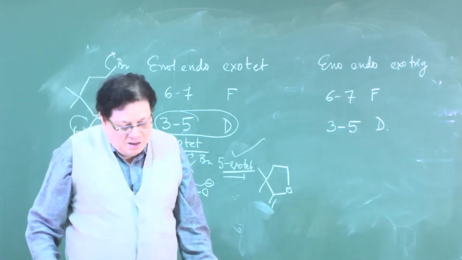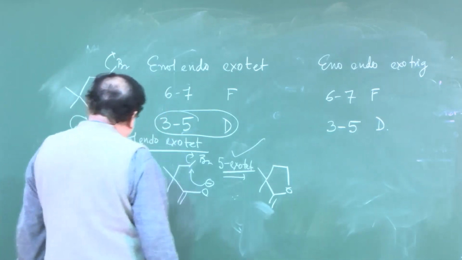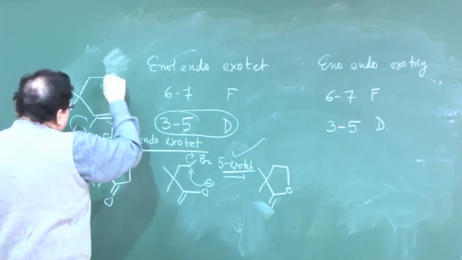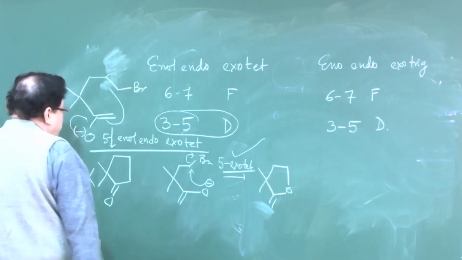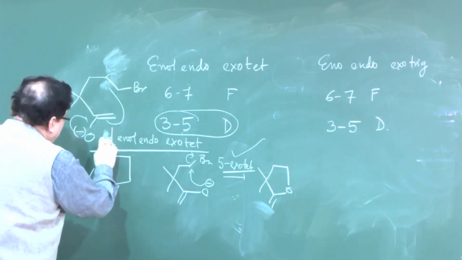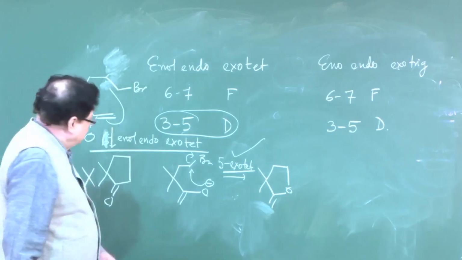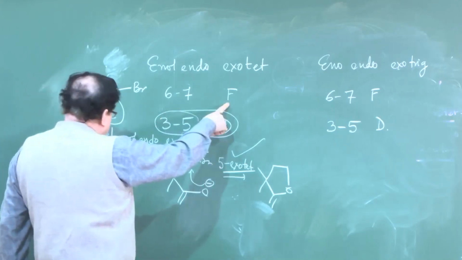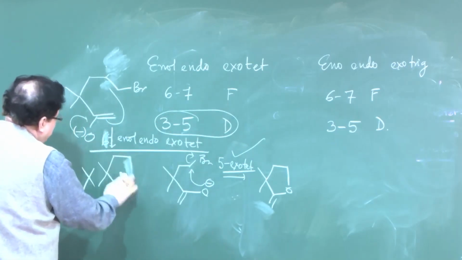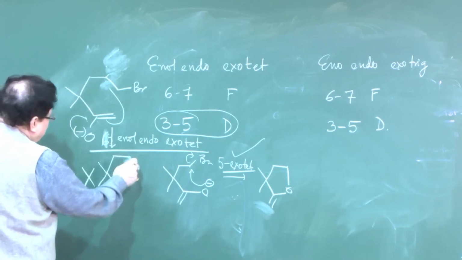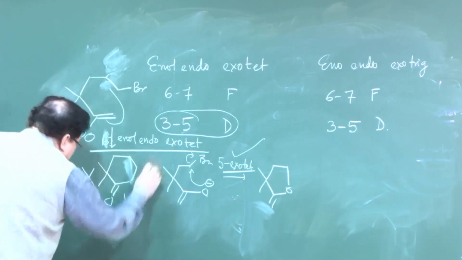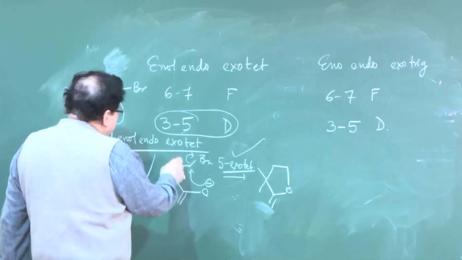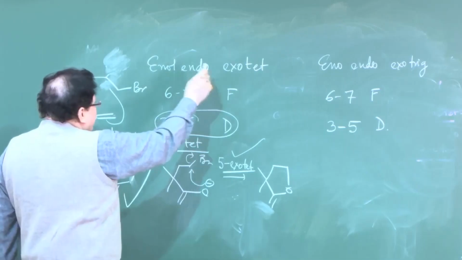Okay. If you increase the number of carbon atoms, suppose I now increase here by 1 carbon. Okay. If that be the case, then this becomes 6 enol endo exo-tet, which is allowed, by the way, which is favored. So, in that case you will be able to get the product. In that case, this will be the product, because it is going through 6 enol endo exo-tet.